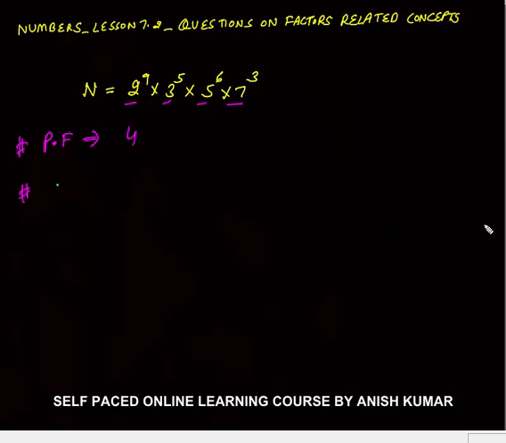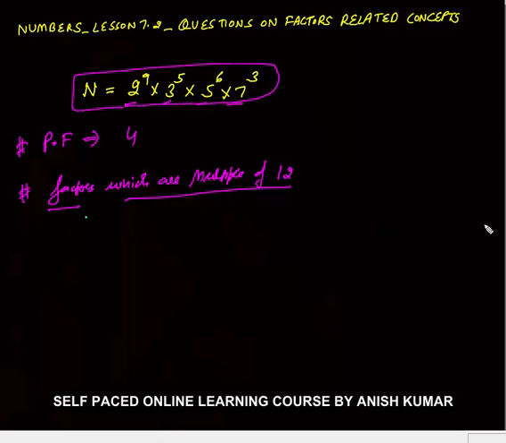Again, different kinds of questions can come. Factors which are multiple of, let's say, 12. Factors of n which are multiples of 12. How will we find this? This is the prime factorization of n: 2 power 9 into 3 power 5 into 5 power 6 into 7 cube.